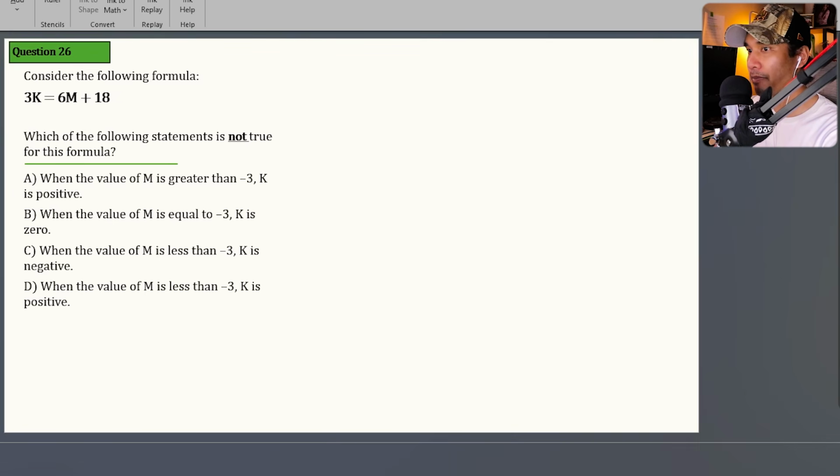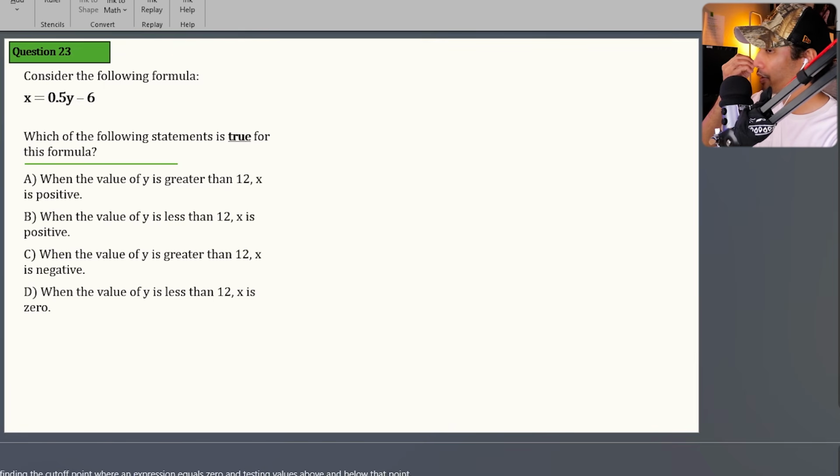But I'm going to do my best to explain them without graphing and by going through the steps, which are to find the cutoff when x equals 0, and also to plug in numbers to see what happens with values of y that are greater than the cutoff and then below the cutoff, right? So I'm going to do my best to explain it.